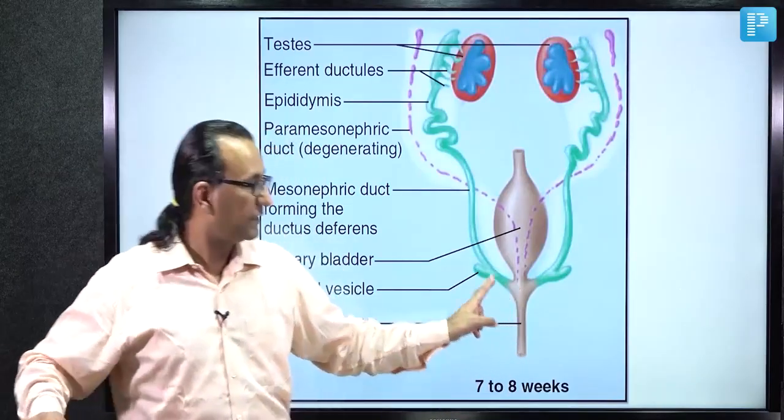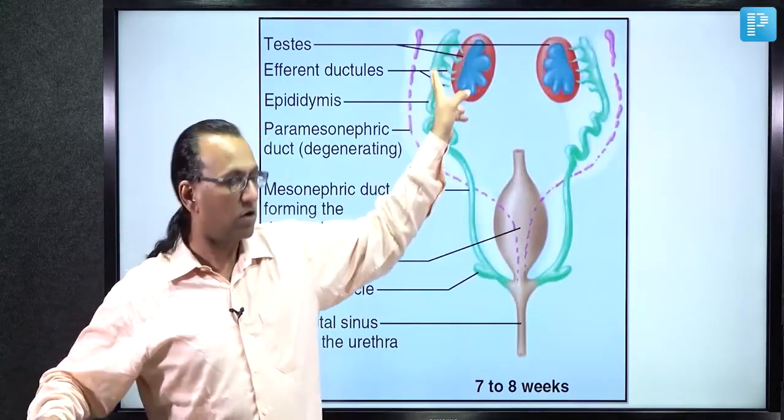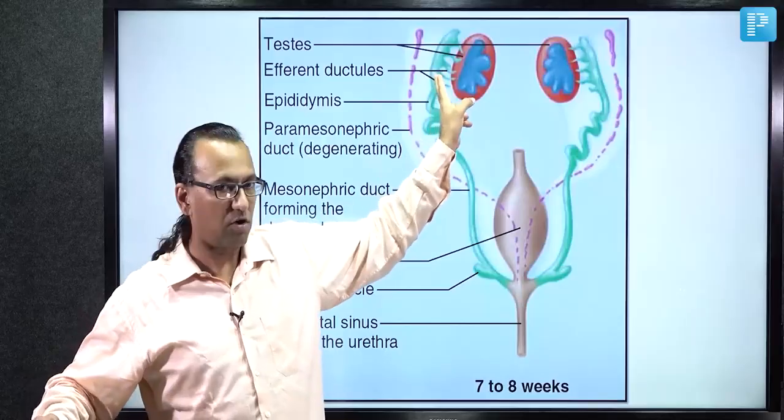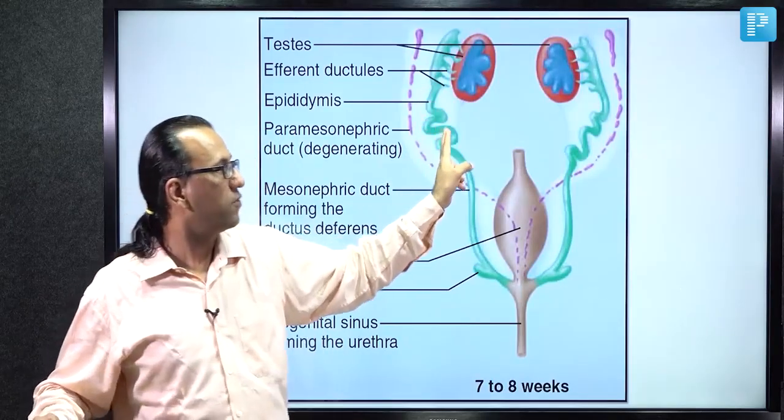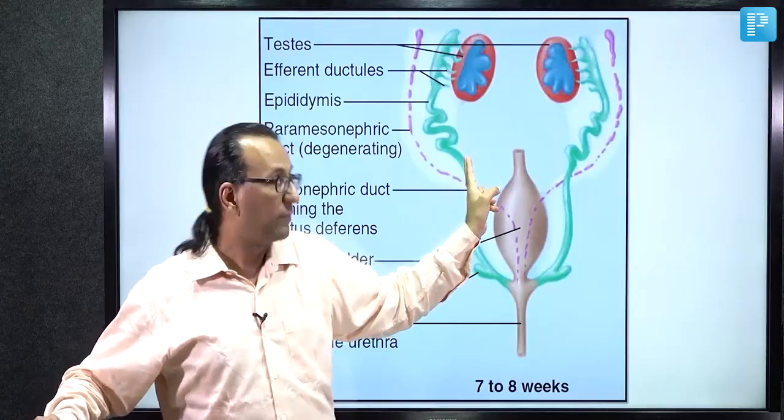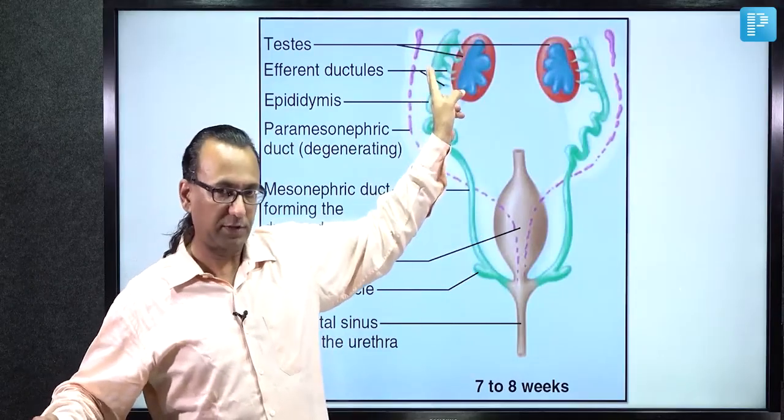If we are talking about the storage of the semen, or the motility of the sperm, or the maturity of the sperm, it will be happening in the epididymis, which will continue into ductus deferens as well. But the first answer should always be epididymis.